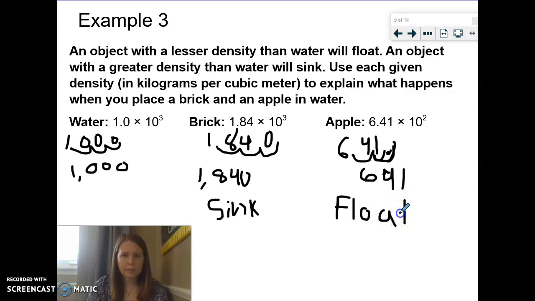So this is a way scientists will sometimes use scientific notation if they don't want to write everything out, especially when they're looking at even bigger numbers than this or even smaller numbers than this.